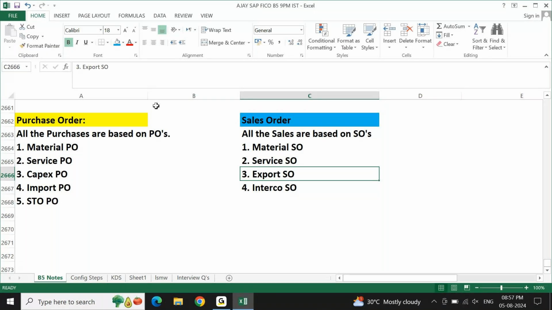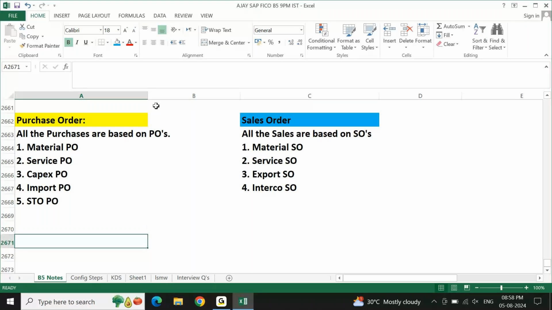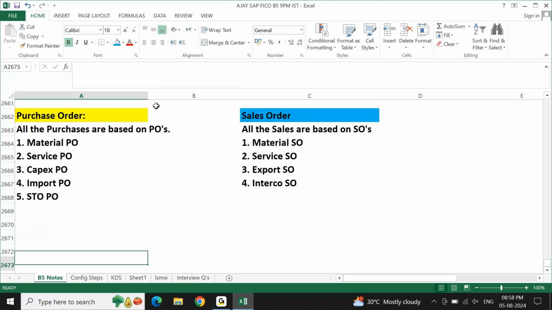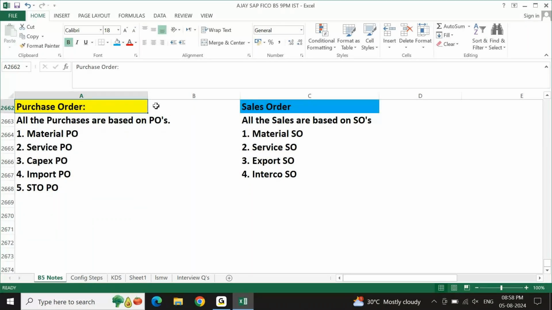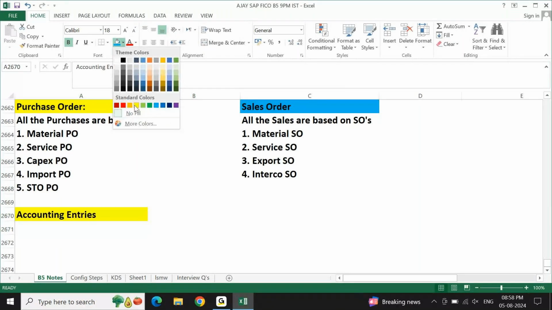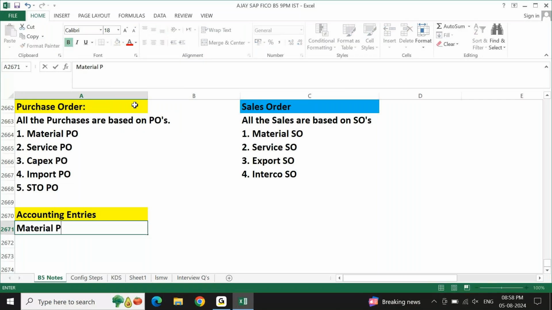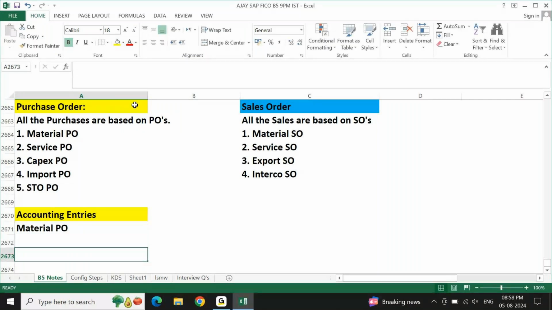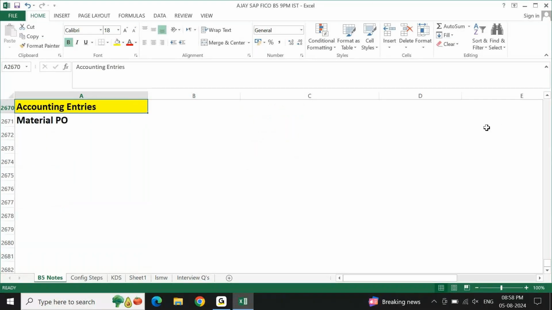Once these points are clear, we need to understand. First, let us go through purchase order. When you go through the purchase order, there are certain points we need to understand. First thing, let me straight away put the accounting entries, then I'll explain other points considering the accounting entries in the picture. Accounting entries, first one, in case of material PO. FIMM, material purchase order.